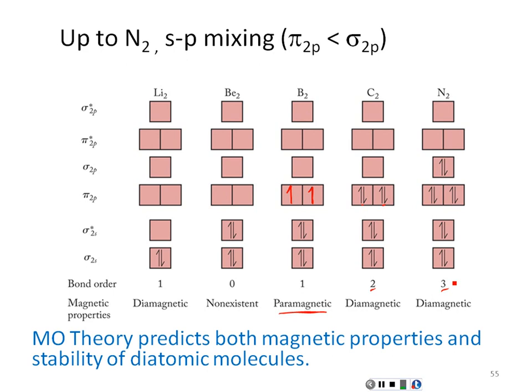So molecular orbital theory predicts both magnetic properties and the stability of diatomic molecules. So by the bond order, we can tell if a molecule is going to be stable, and by the presence or absence of unpaired electrons, we could tell if it's paramagnetic or diamagnetic.